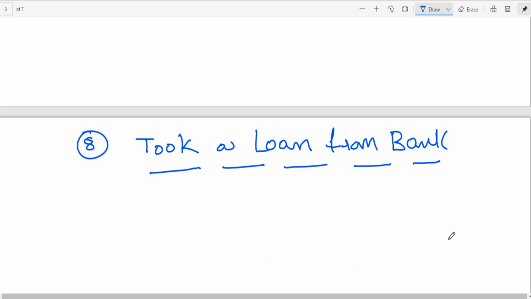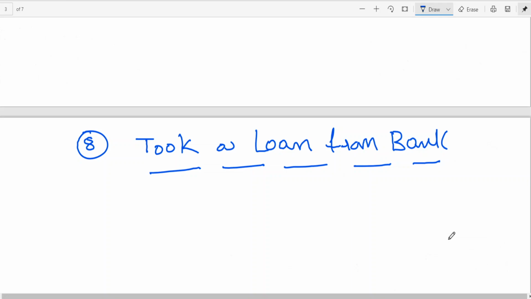Suppose you want to take an education loan to pursue higher studies. Or if I want to take a loan for buying a flat or buying a house or buying a car, first of all, I need to open an account. The bank will be sanctioning the loan. That sanctioned loan will be deposited in my account.